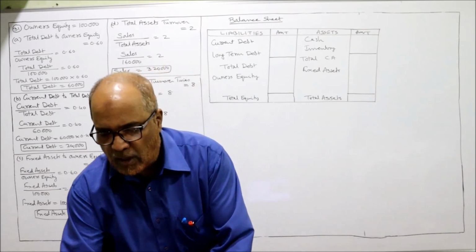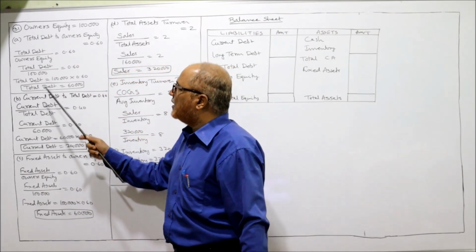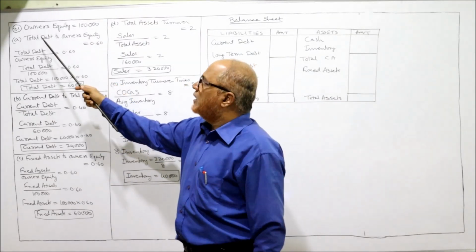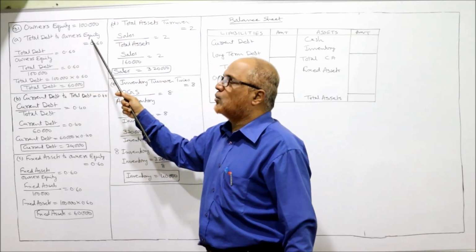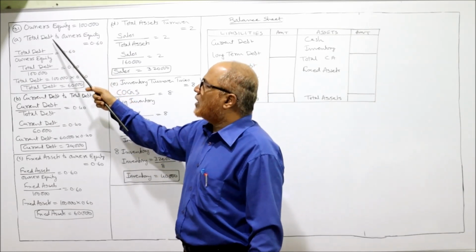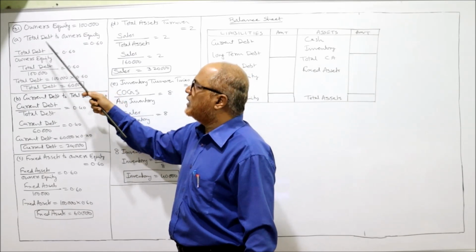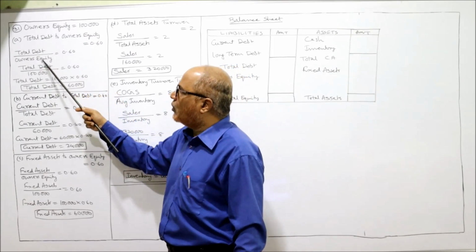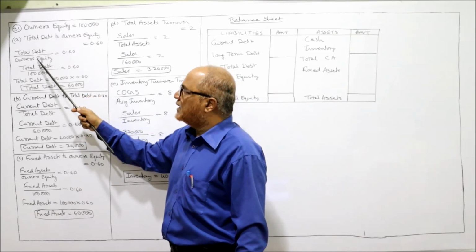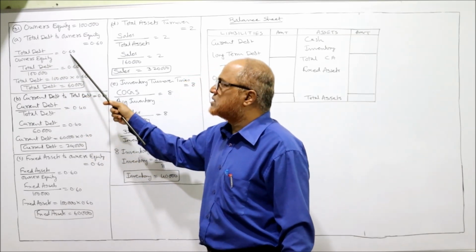The first ratio I am going to use: owner's equity is given, 1 lakh rupees. That is the clue given. Now first, total debt to owner's equity is equal to 0.6. That's the ratio given in the problem. What is the formula for total debt to owner's equity? Total debt divided by owner's equity. So total debt by owner's equity is equal to 0.6.